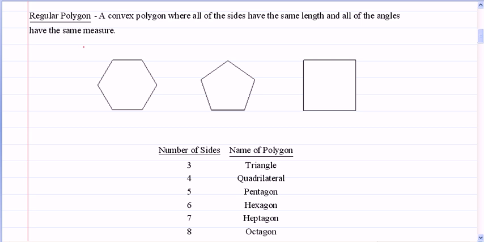A regular polygon is defined as a convex polygon where all of the sides have the same length and all of the angles have the same measure. So on this first figure, which has 6 sides, a 6-sided polygon is called a hexagon. To show that all of the sides are equal, I put dashes through each of the 6 sides, and to show that all of the angles have the same measure, I put a single arc through each angle.